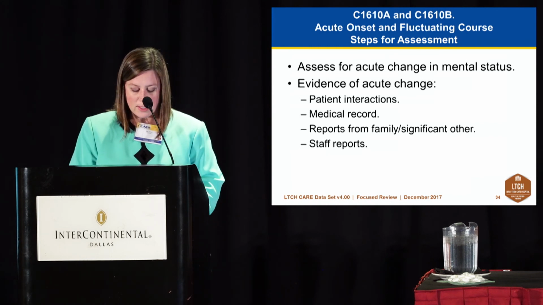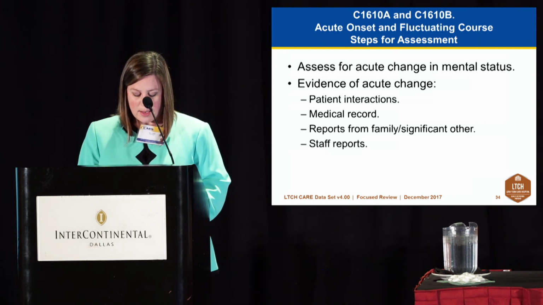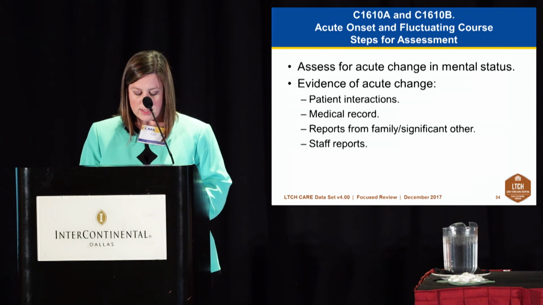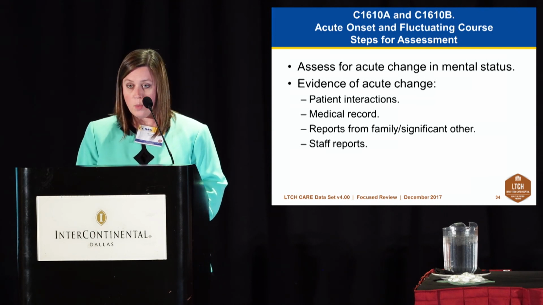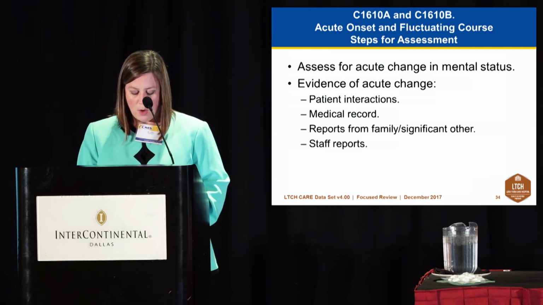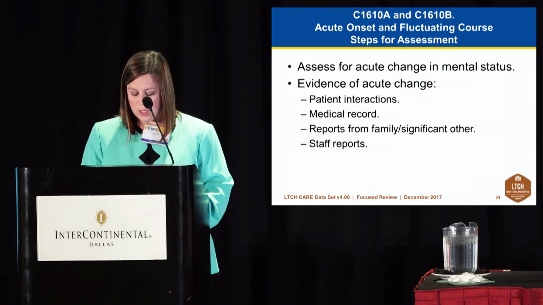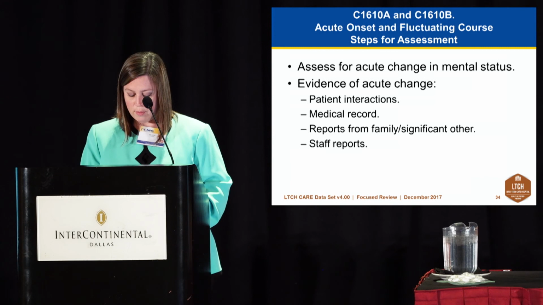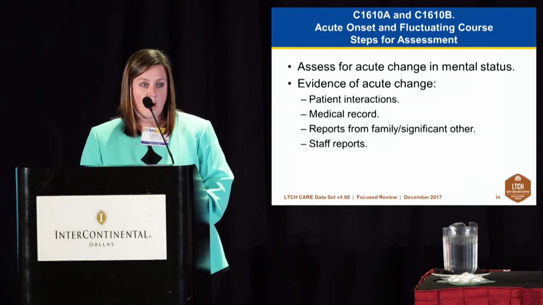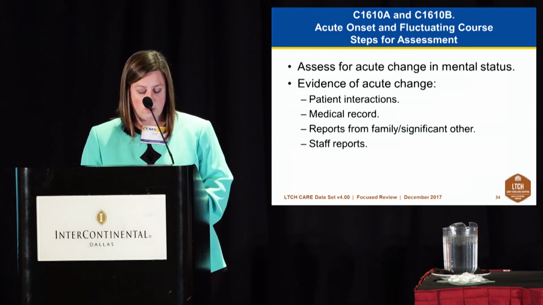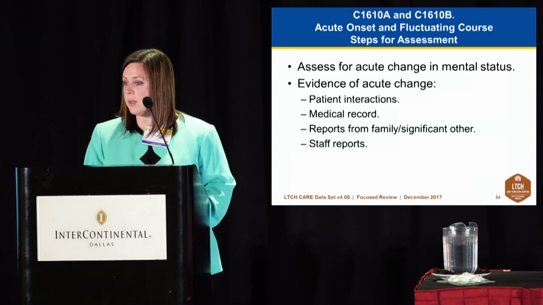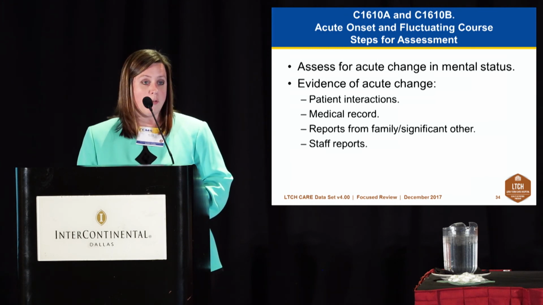So as we move into the first items here, C1610A and C1610B, we're asked to assess for acute changes in mental status and find evidence of acute changes through a variety of methods, including our patient interactions, medical record, reports from family or caregivers, and staff reports as well.